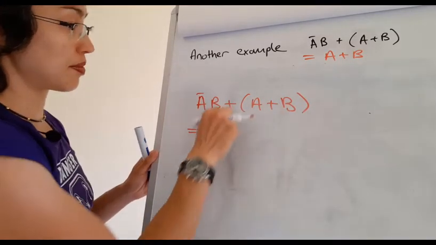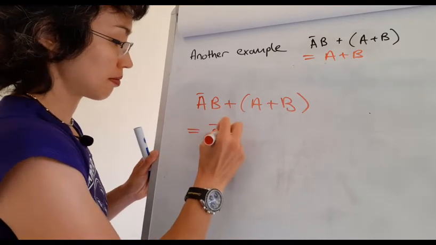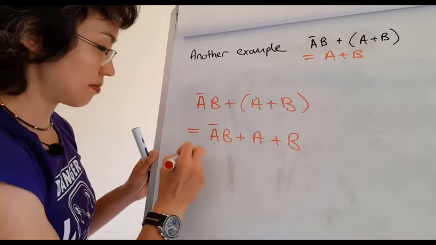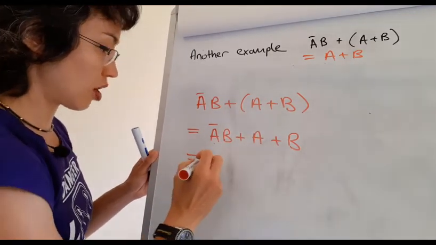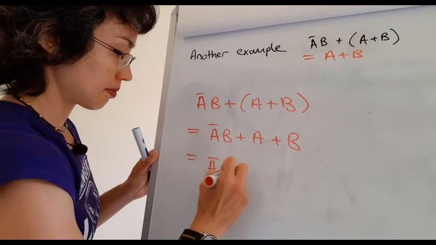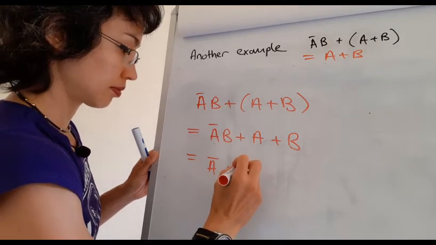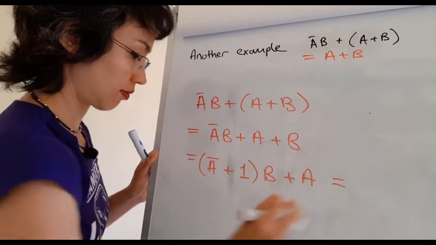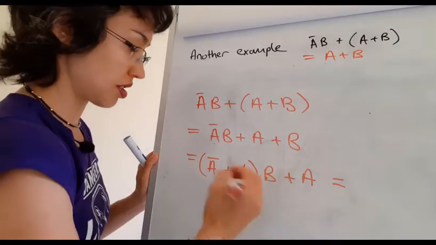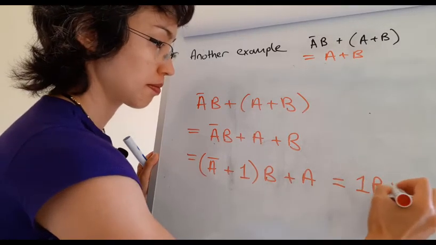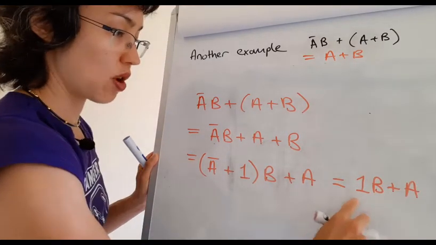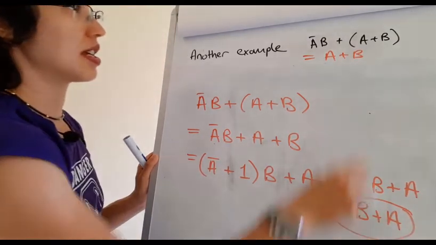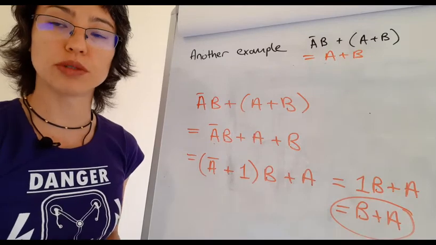Start by taking out my brackets. So this is the same. You can see that I've got a B in common here. You know that anything or 1 is just going to give you 1. Anything and 1 is just going to be itself. So you can see that this matches what we had with the truth table.